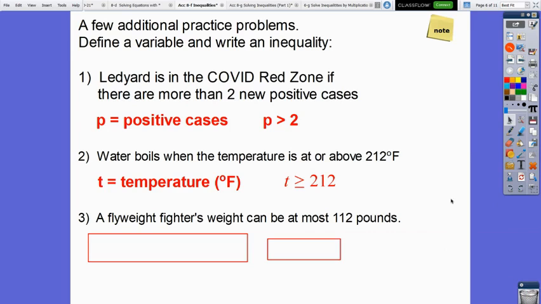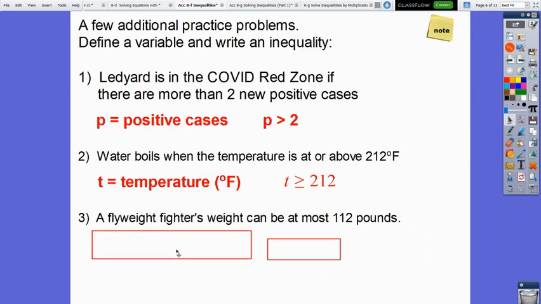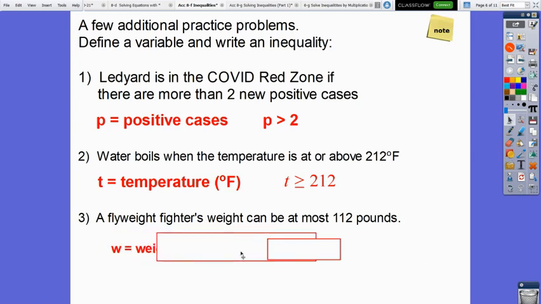And the last one here, a flyweight fighter's weight. It's UFC or boxing or wrestling, okay, so flyweight is a weight class. The flyweight fighter's weight can be at most 112 pounds. So the question is, is it included or not? Well, first, the variable here is the weight of the fighter, and it is in pounds. You can abbreviate LBS, or you could just say W equals pounds. That's okay. It has to say pounds, though. It can't just say weight, because it could be grams or kilograms or ounces or tons. So you have to give the units.